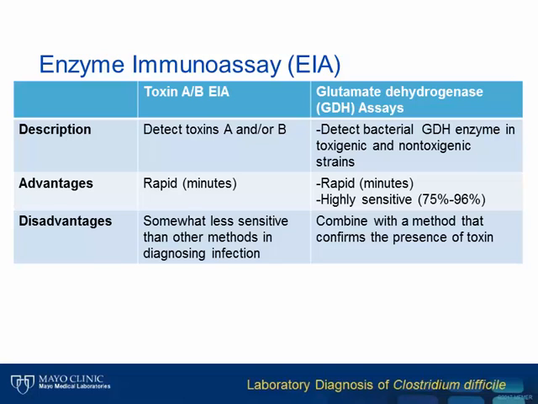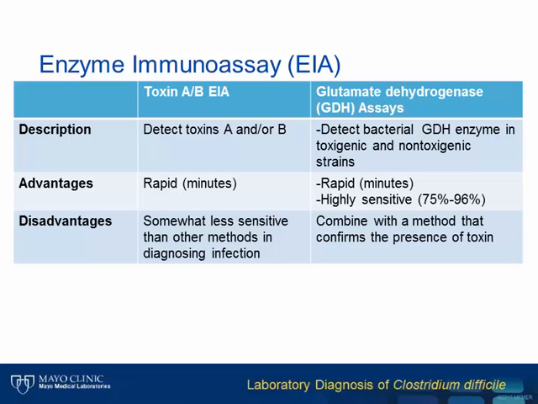GDH EIAs detect the enzyme that is produced by both toxigenic and non-toxigenic strains of C. difficile. GDH is produced at much higher levels than toxins A and B. Advantages of the GDH test include rapidity, and recent meta-analyses have shown high sensitivity for these assays. The disadvantage is that this test cannot be used as a standalone test for CDI. A confirmatory test for the presence of toxin is needed.